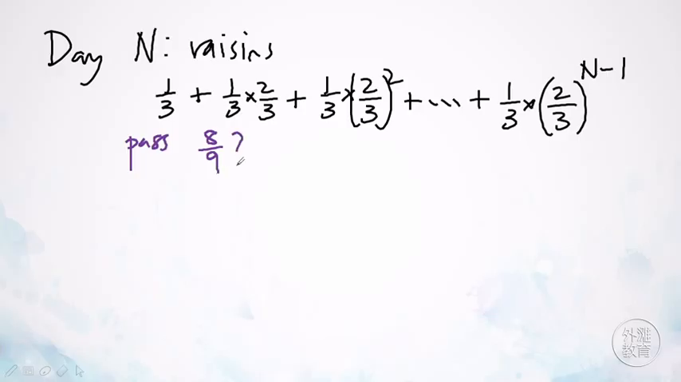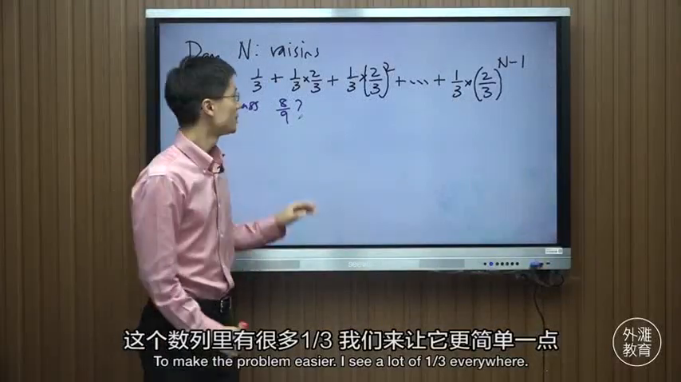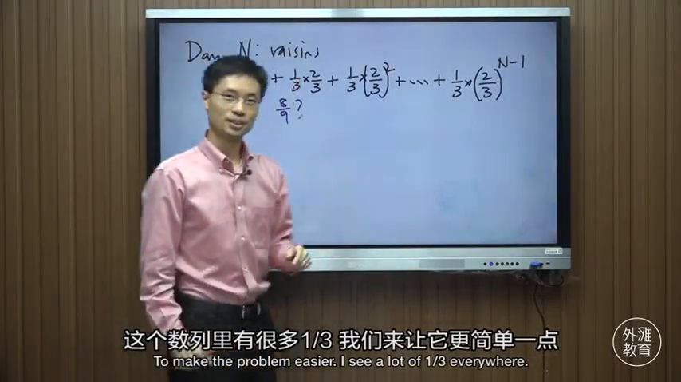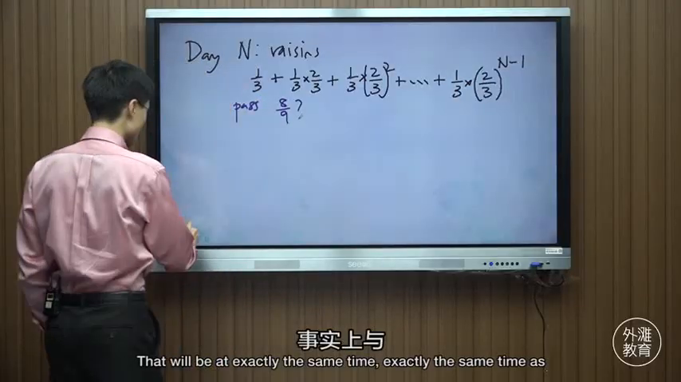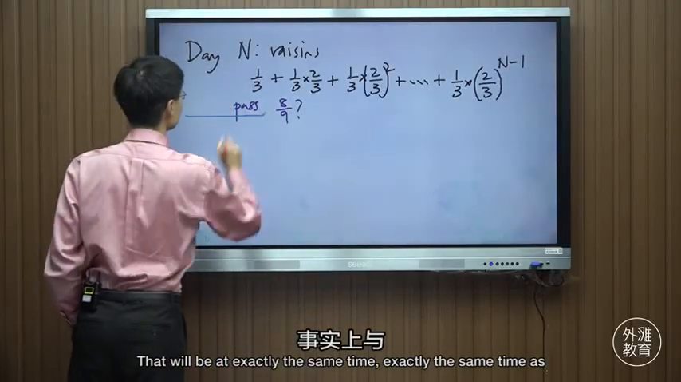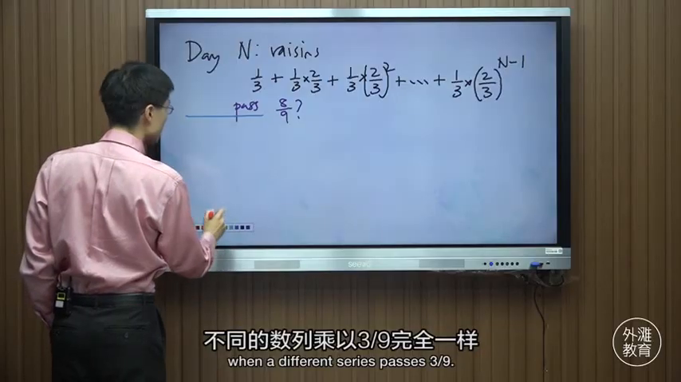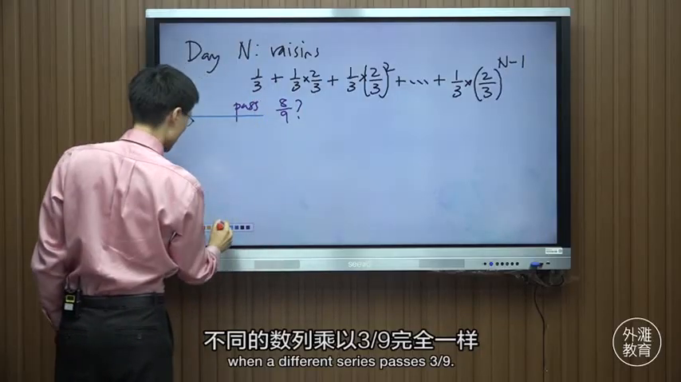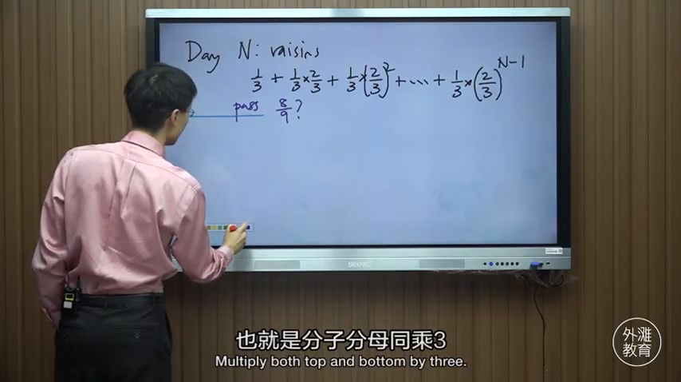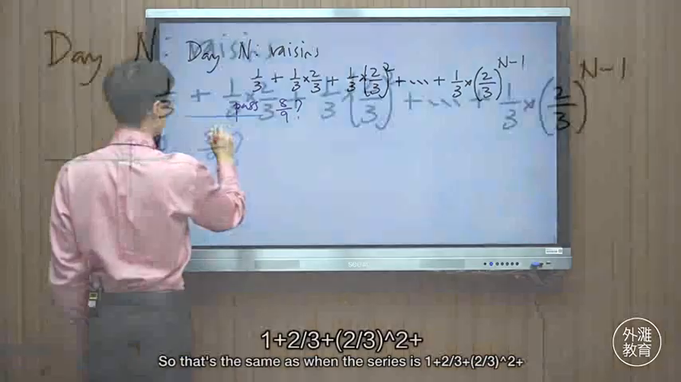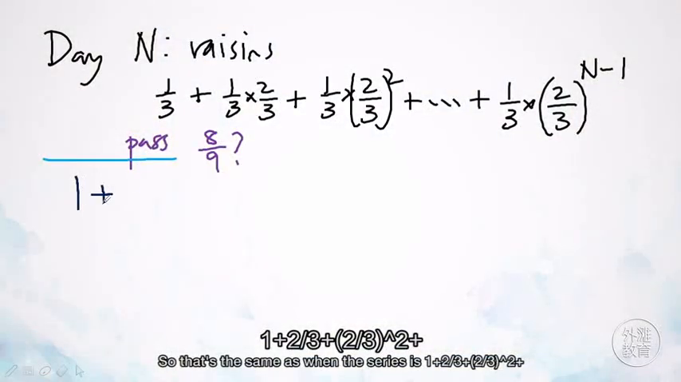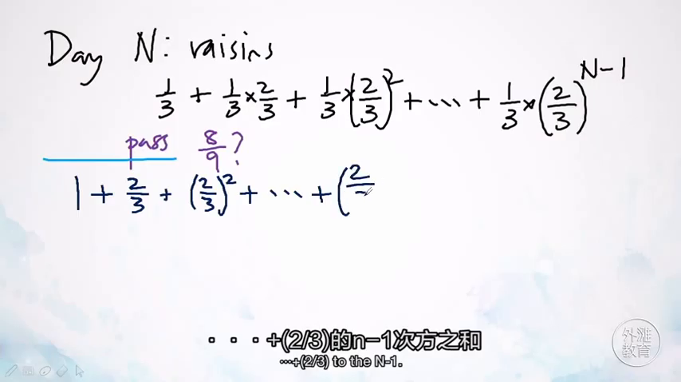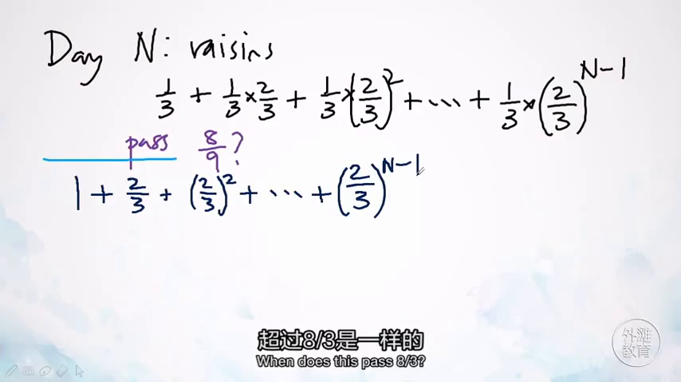To make the problem easier, I see a lot of 1/3 everywhere. That will be at exactly the same time as when a different series passes 3/9. I'll multiply both top and bottom by 3. So that's the same as when the series 1 plus 2/3 plus 2/3 squared plus all the way to 2/3 to the n minus 1 passes 8/3. When does this pass 8/3?